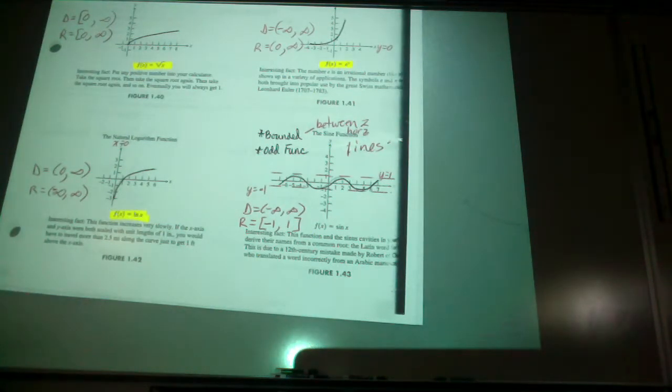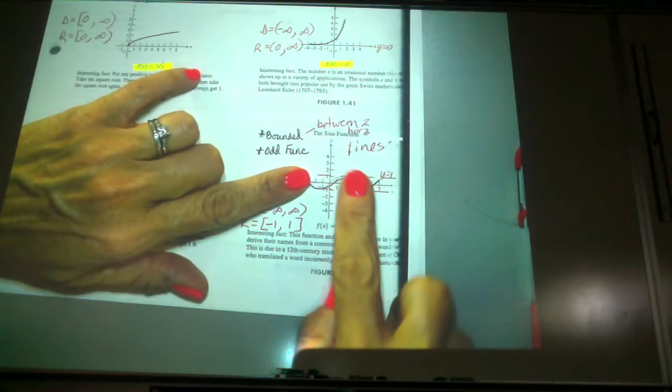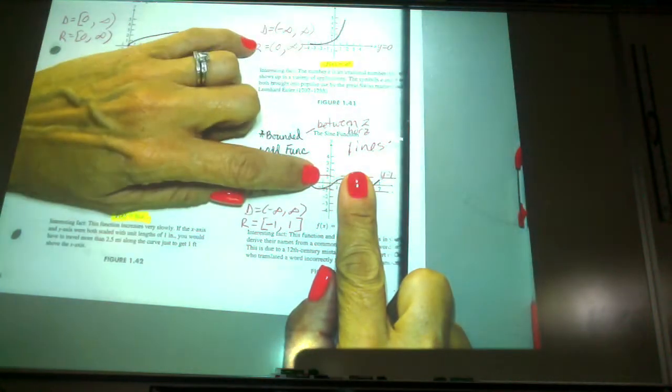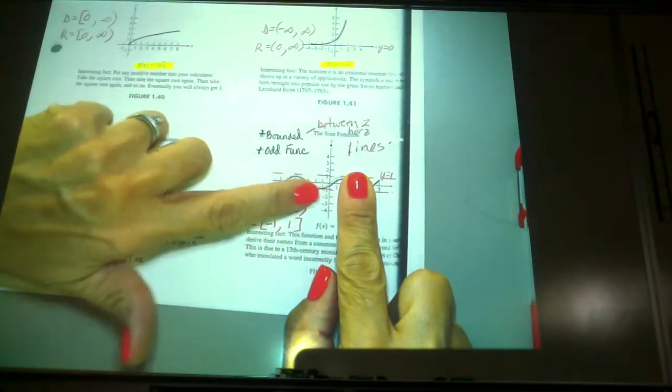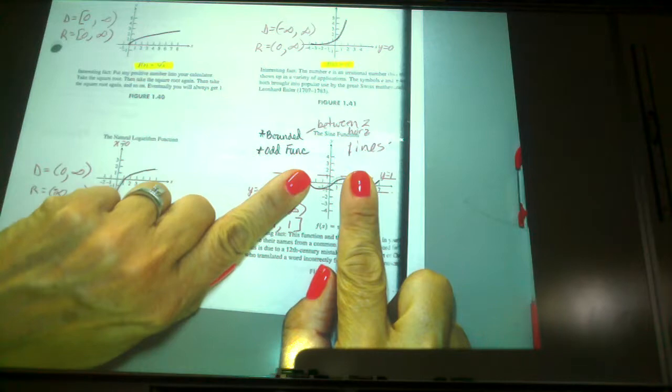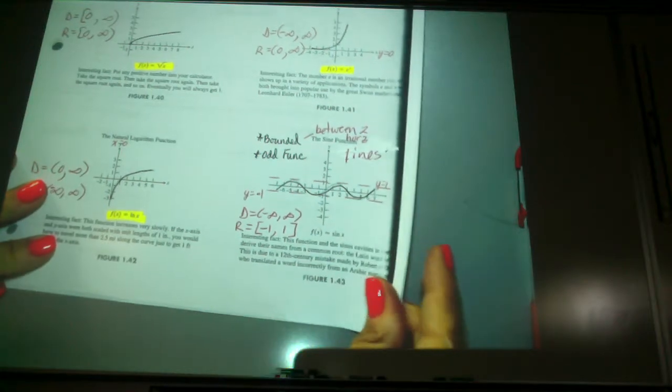So this is bounded both above and below. That's why it's just bounded. It is an odd function because it is symmetrical to the origin. So if you were just to take this part of the graph, I could reflect this over the y-axis and then reflect that over the x-axis, and you would get just that part. You can reflect the entire graph, but it's easier just to look at a piece of it. All right, so let's flip that.